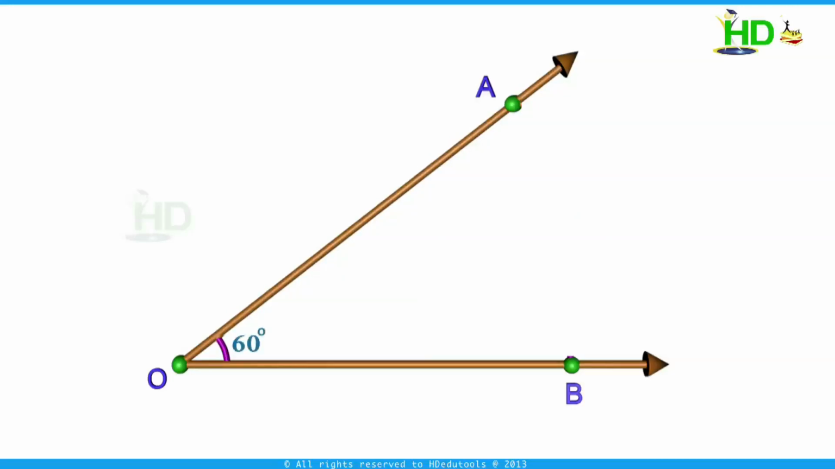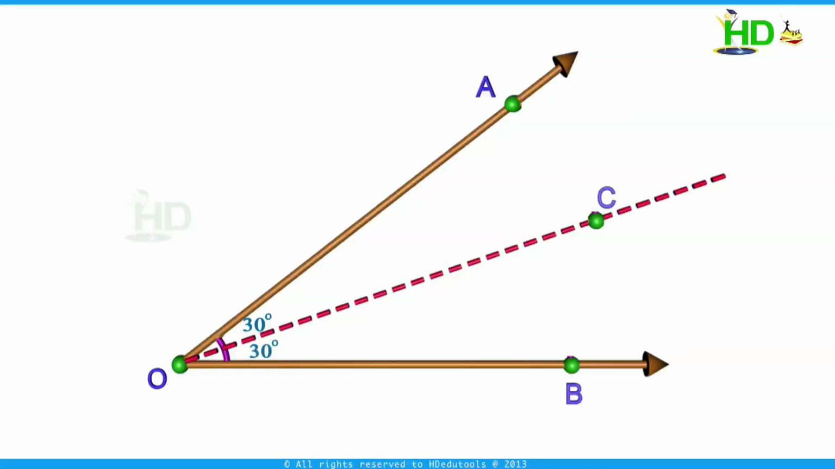This is equal to 60 degrees. If this line OC divides this angle into two equal parts, that means if this angle is 30 degrees and this angle is 30 degrees, then this line is called angular bisector.